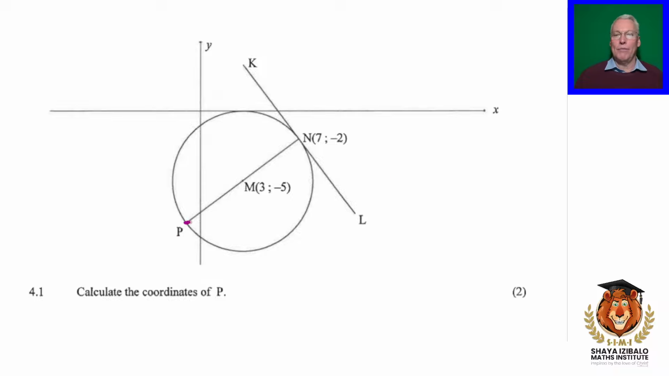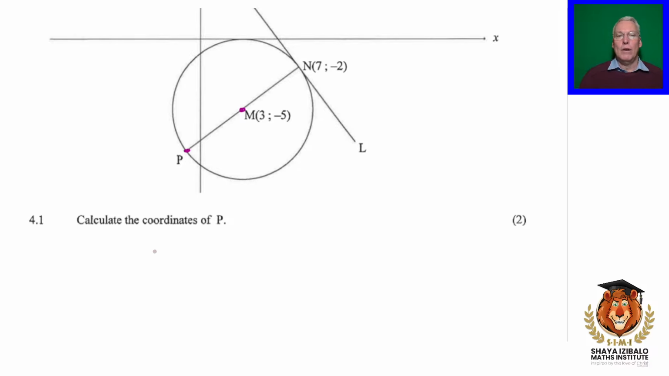The way I prefer to do it is to say to ourselves, when we moved from N to M, what happened to my X value? It dropped by 4. Because we're going to move the same distance again, it must drop by another 4. So P must be -1. Let's look at what the Y value did. It dropped by 3, so it must drop by another 3. So -1, -8. That's how I would do it. Again, I just write the answer down.